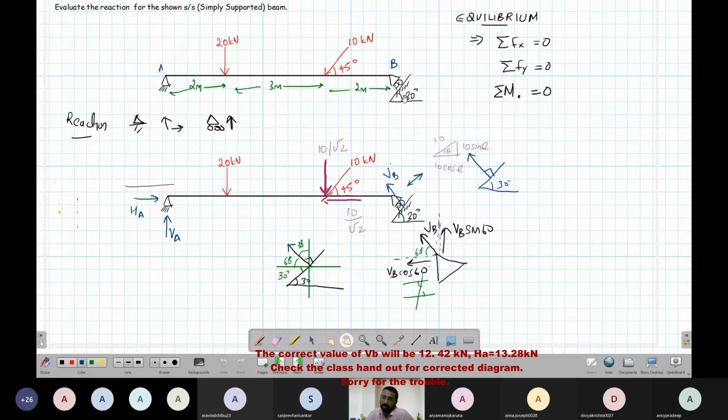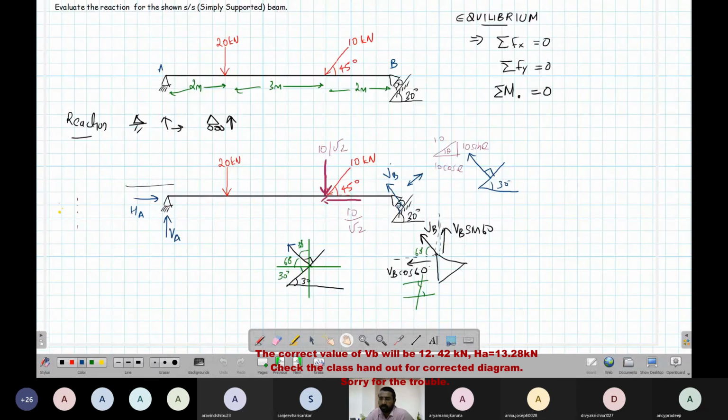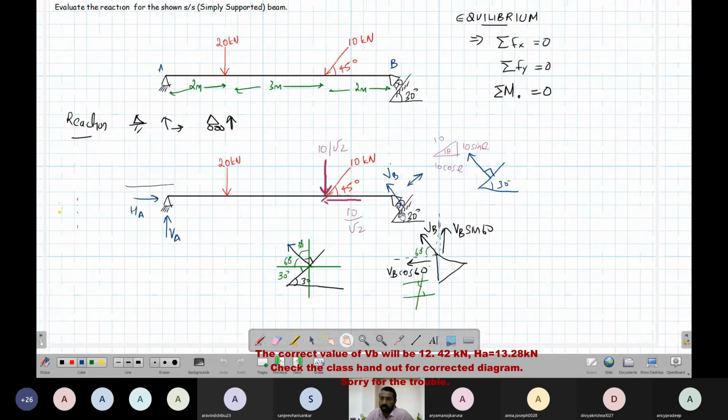So the main key is the inclined support and its force. For an inclined support, the force has vertical and horizontal components. That's the challenge: this inclined angle. The force at the angle gives VB cos 60 and VB sin 60. So there is a horizontal component VB cos 60 and a vertical component VB sin 60.